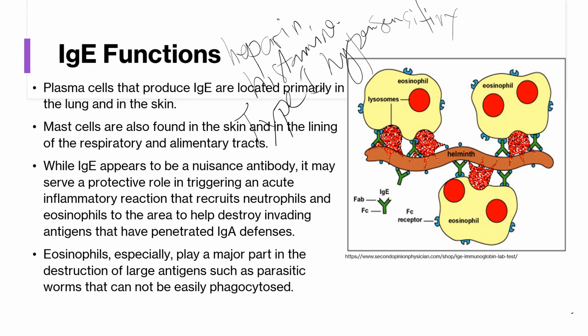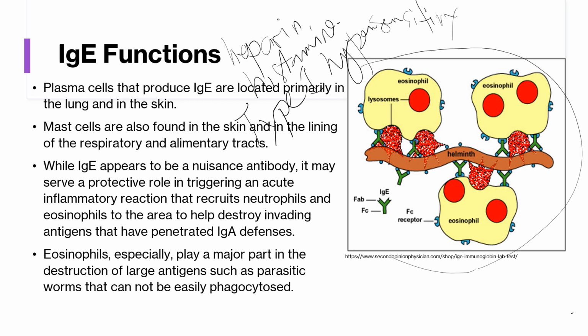Now, while IgE appears to be a nuisance antibody, it may serve a protective role by triggering an acute inflammatory reaction that recruits neutrophils and eosinophils to the area to help destroy invading antigens that have penetrated IgA defenses. Eosinophils especially play a major role in the destruction of large antigens such as parasitic worms that cannot be easily phagocytosed, like what we've seen in this illustration.